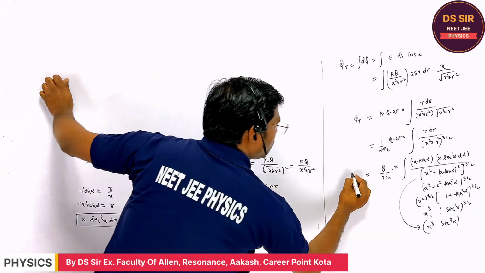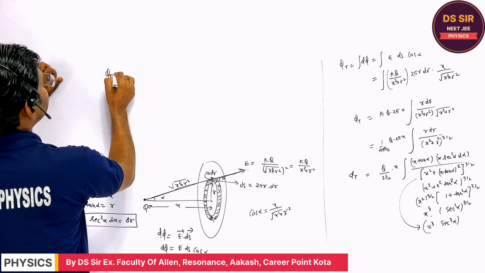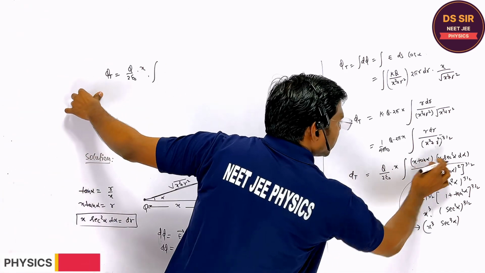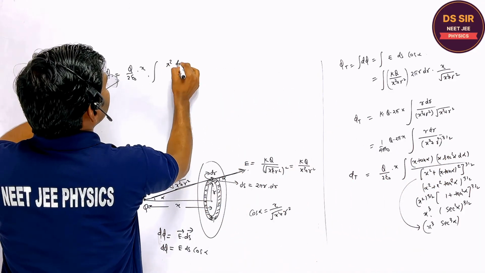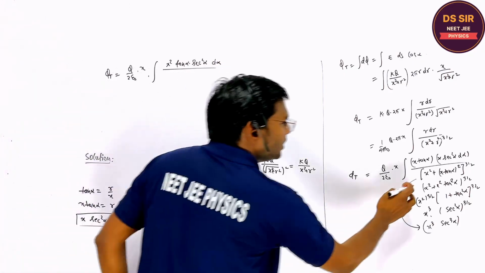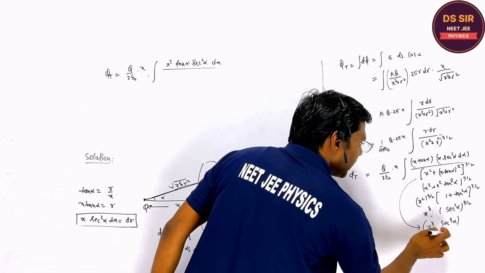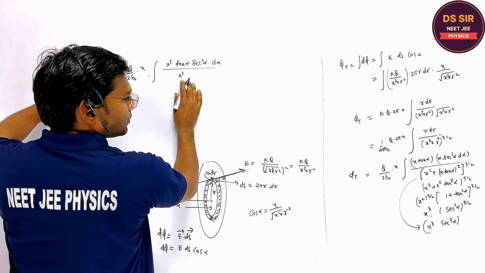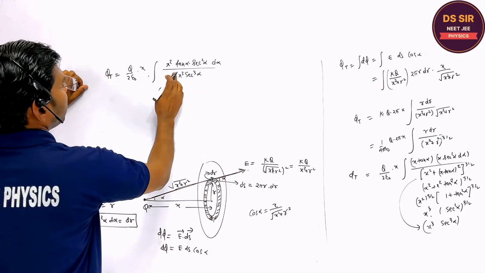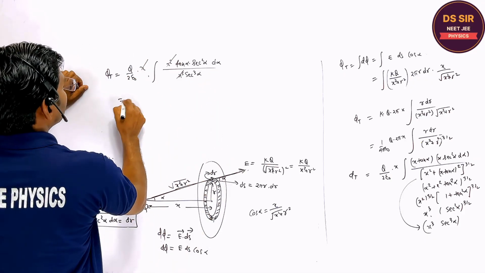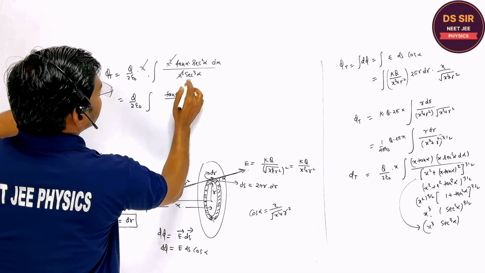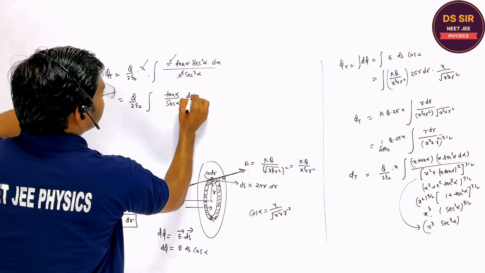So this is the total flux. The total flux is nothing but q upon 2 epsilon naught into x. Fine. In the numerator, it is x square tan alpha sec square alpha d alpha. Fine. In the denominator, when you simplify this quantity, you will get x cube sec cube alpha, right? Sec cube alpha. x will cancel out. So q upon 2 epsilon naught, here the tan alpha and sec alpha d alpha, right?